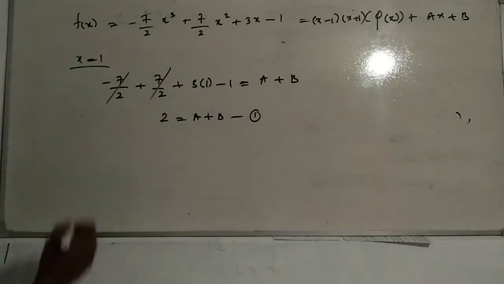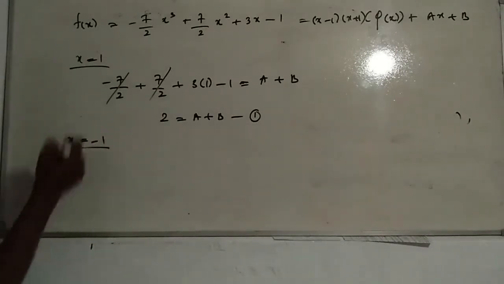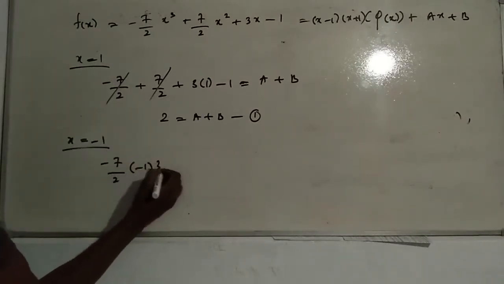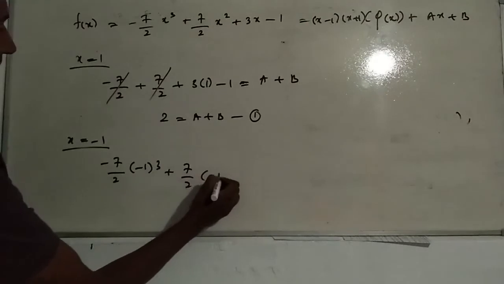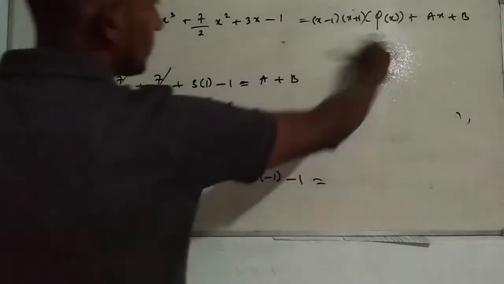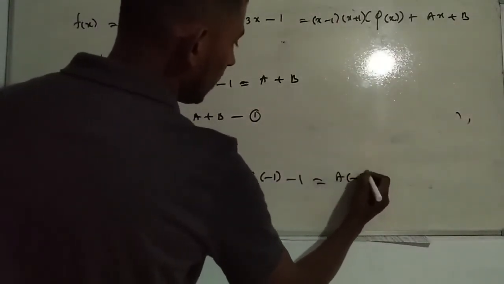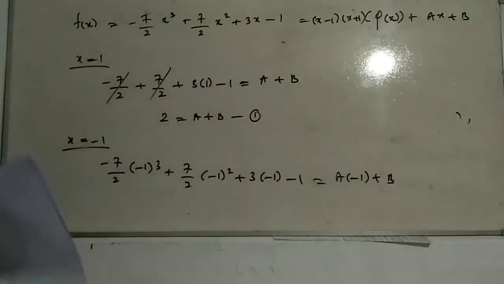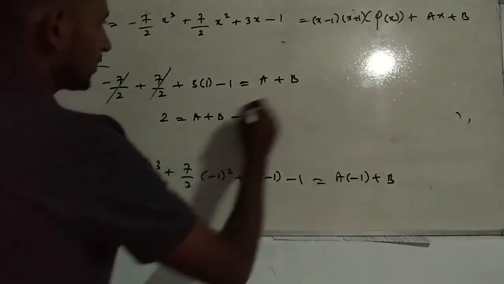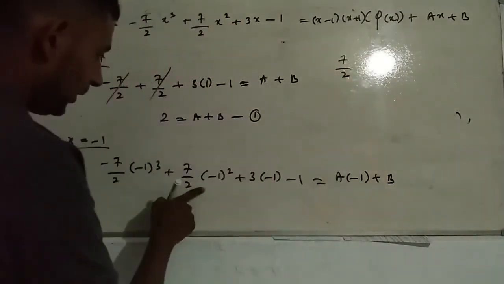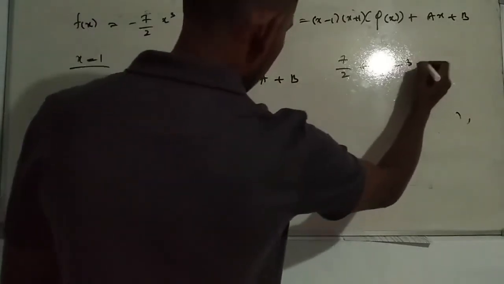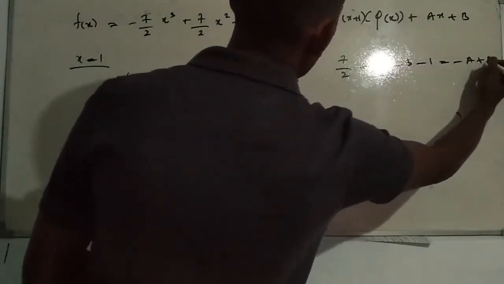Now let's put x equal to minus 1. Then what happens? Here minus 7 over 2 times minus 1 cubed plus 7 over 2 times minus 1 squared plus 3 times minus 1 minus 1 is equal to 0. Don't have to worry about that. On the right side, a times minus 1 plus b, right? We simplify this further. Here this is a minus value, minus times minus means positive. 7 over 2, here again 7 over 2, here minus 3 minus 1 equals minus a plus b.